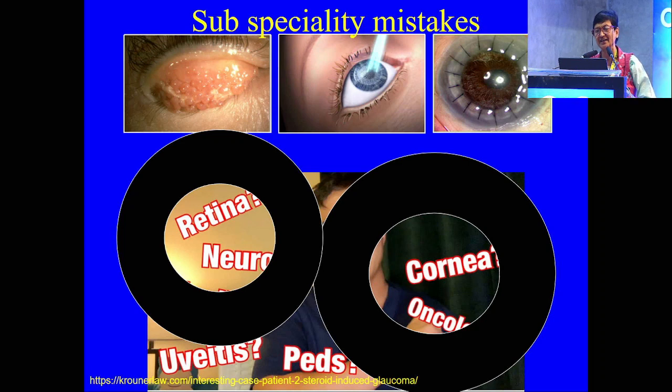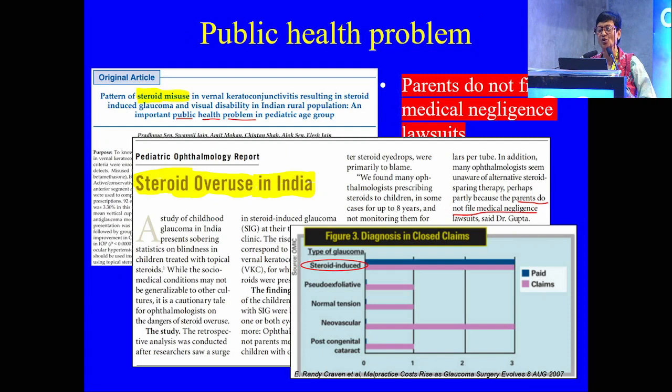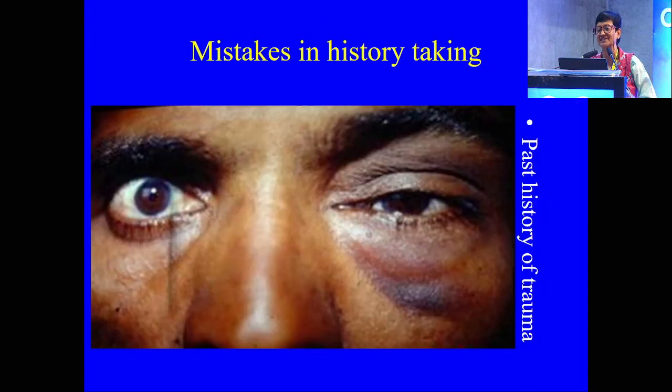You'll be surprised to know that even subspecialty people try to forget asking in the history about steroid use. Finally, they will land up in steroid-induced glaucoma. This is a public health problem, but parents and patients are also not filing cases. That's why we are not looking at steroid-sparing agents in some conditions.